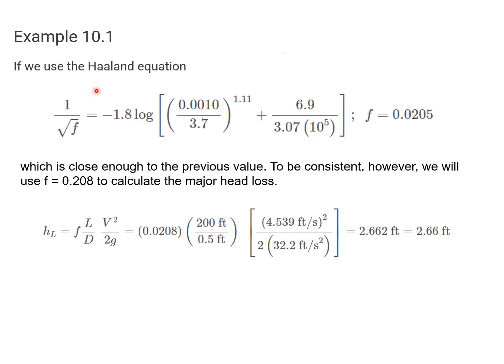Now, if instead you want to use the Haaland equation, you can plug in the value for a relative roughness and a Reynolds number. You calculate, you get 0.0205. So that's pretty close to the previous value. And to be consistent, what the book does is he uses the value from the Moody diagram to calculate the major loss. So he plugs in the values, he gets 2.66 feet is the major loss, HL.